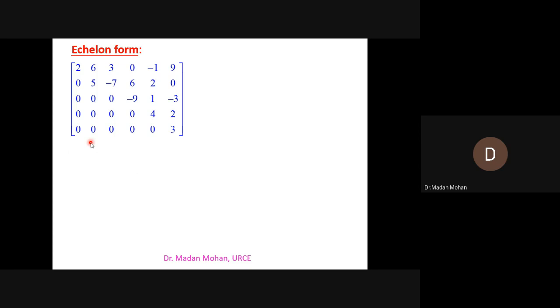A 5 cross 6 matrix. Is it triangular? Upper triangular matrix, sir? No, it is wrong. I cannot use the word triangular because it is not a square matrix. Triangular matrix is a classification of square matrices, but the order is 5 cross 6. It is not triangular. Triangular only applies to square matrices. You should have a diagonal, but you don't have a diagonal because it is 5 cross 6.